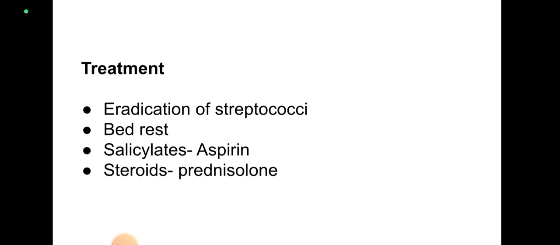Treatment of acute rheumatic fever is based on eradication of streptococci. A 10 days course of erythromycin or oral penicillin is administered to all patients to eradicate streptococcal infection. Bed rest is required in patients with severe carditis. Salicylates like aspirin and steroids like prednisolone are given.